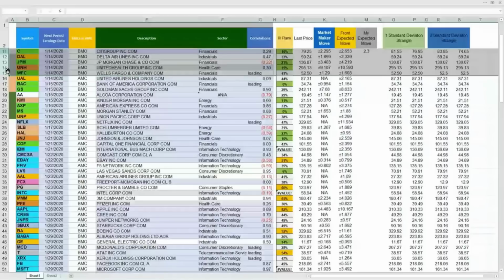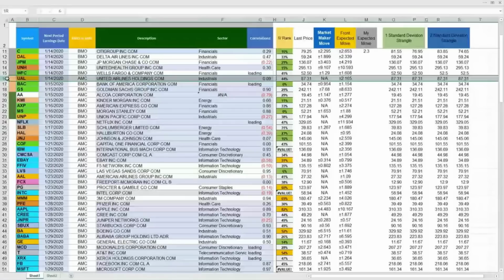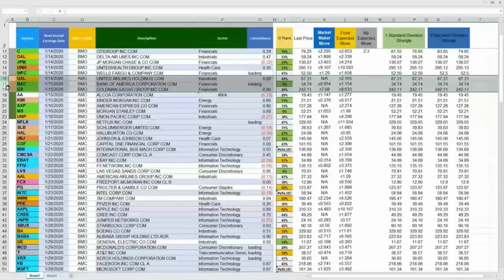But this is how, if I'm going to trade earnings, it's really pretty simple. Tell me which ones are going to have earnings before or after the market closes, say on Monday, or before the market opens on Tuesday. And then as we get into Tuesday, we'll look at what is after the market close on Tuesday, which is UAL, before the market opens on Wednesday is Bank of America and Goldman Sachs, and so on and so on. So it's really that simple.